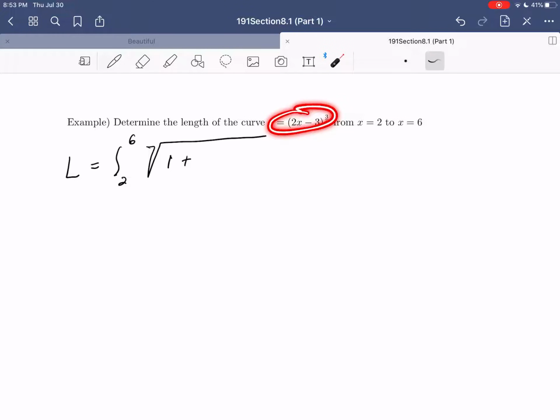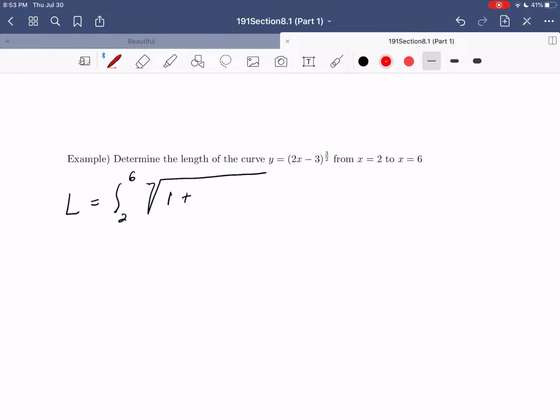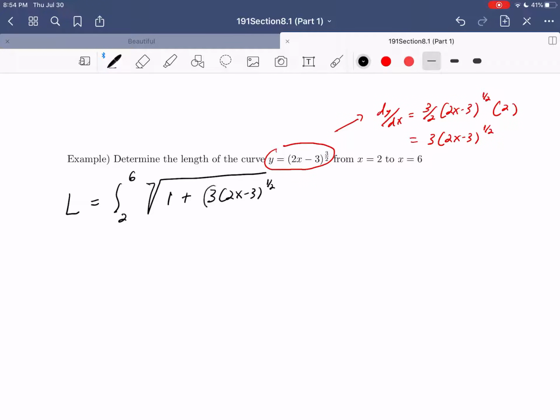We need to take the derivative here. We can do that off to the side if we want. If we have this here, we can easily see that dy dx, we drop that 3/2, (2x minus 3) to the 1/2, chain rule times the derivative of the inside, 2. So that means it looks like we'd get 3 times (2x minus 3) to the 1/2. So let's go ahead and pop that in. So 3 (2x minus 3) to the 1/2, all squared, dx.